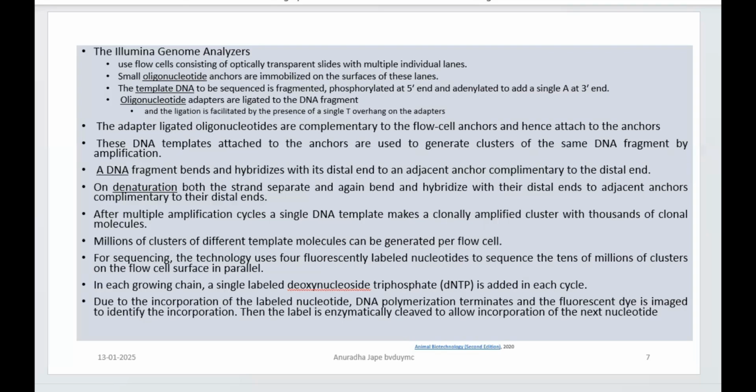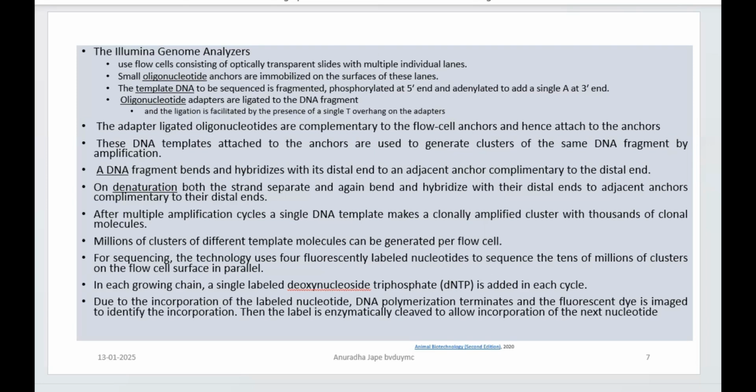And then to get the clusters, that is multiple copies, you need to go for PCR amplification, right? But here now the DNA fragment is hybridized with its distal end to an adjacent anchor complementary to the distal end. This is done. Then you have to go for amplification. So amplification is like your PCR method, right? So denaturation, annealing, extension, these steps are there.